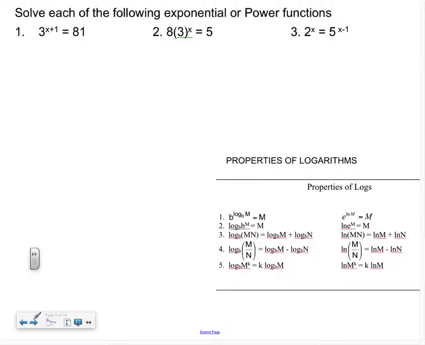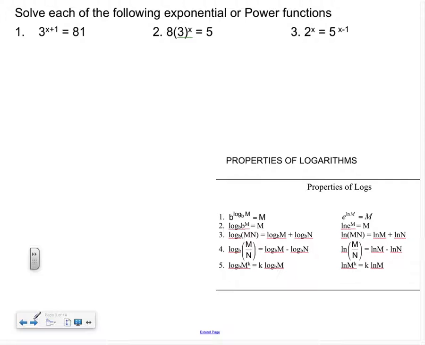I put the log rules here in the corner so you could look at them. We need to know those rules, right? All right, so look at number 1, and this is the process I go through. The first question I ask myself is, can I write them as powers of the same number? Yeah, so that's how I'm going to solve that, right?